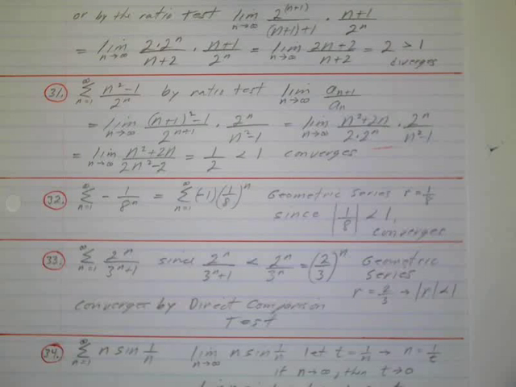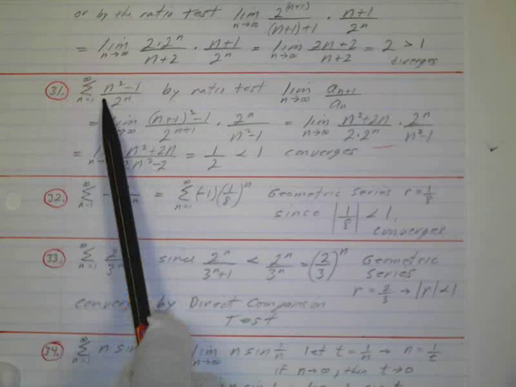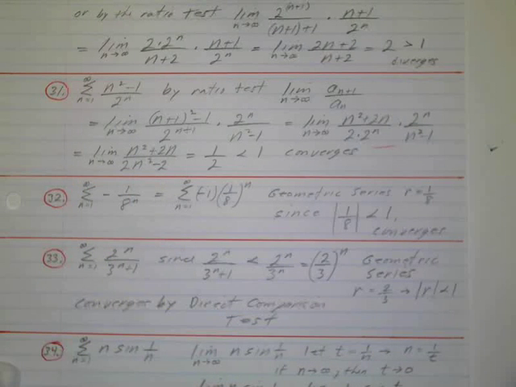Okay, these are some more problems from section 9.4. Again, we're trying to determine the convergence or divergence of the series, and identify the tests used. There may be more than one correct way to determine the convergence or divergence of the series. So, number 31, this was n squared minus 1 over 2 to the n.